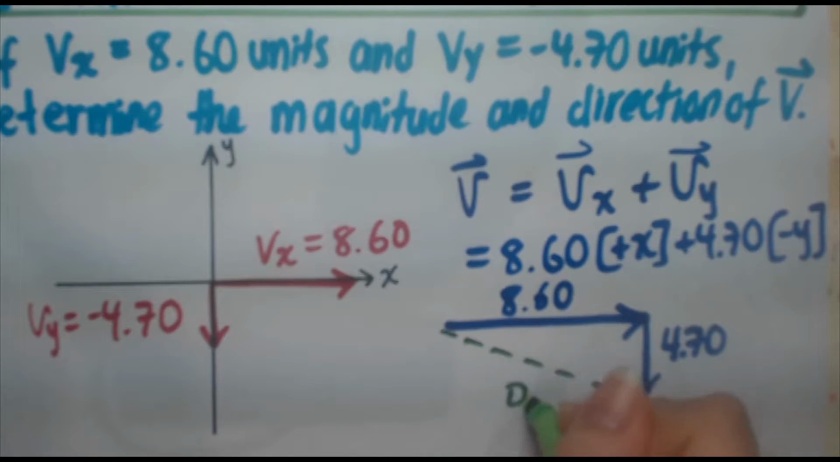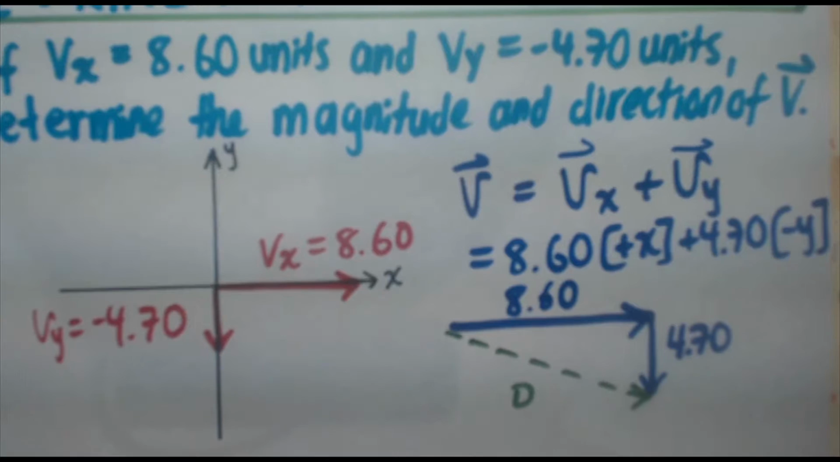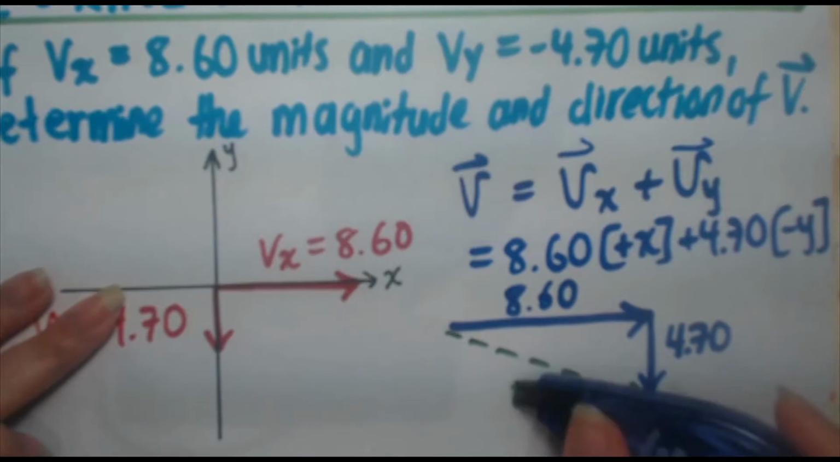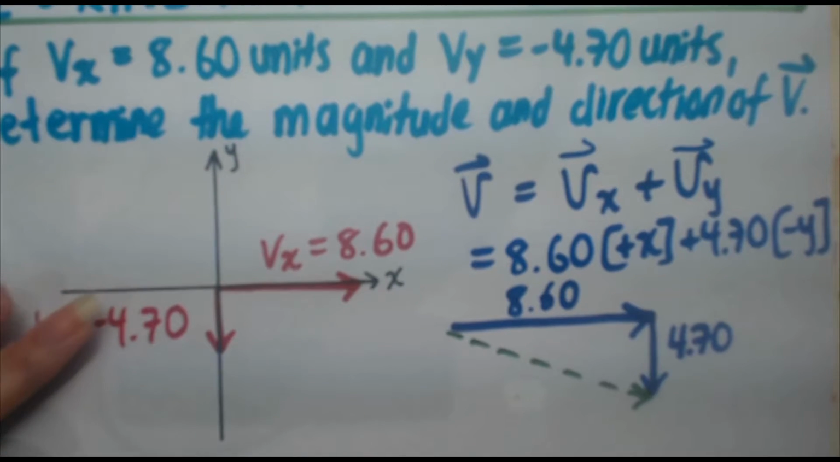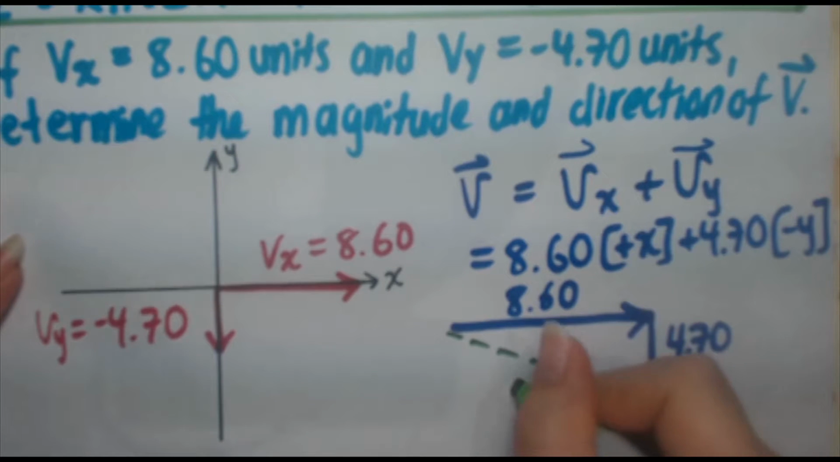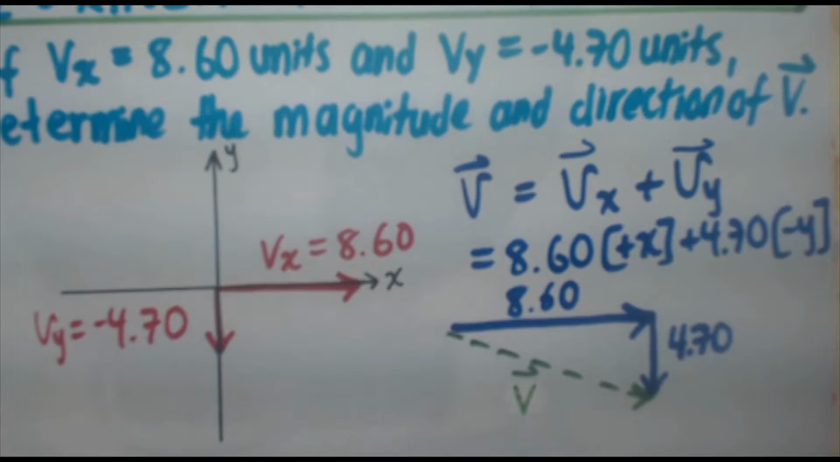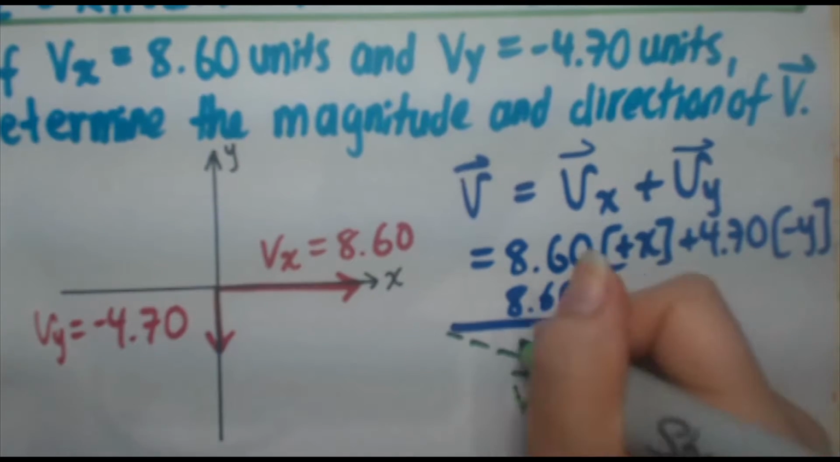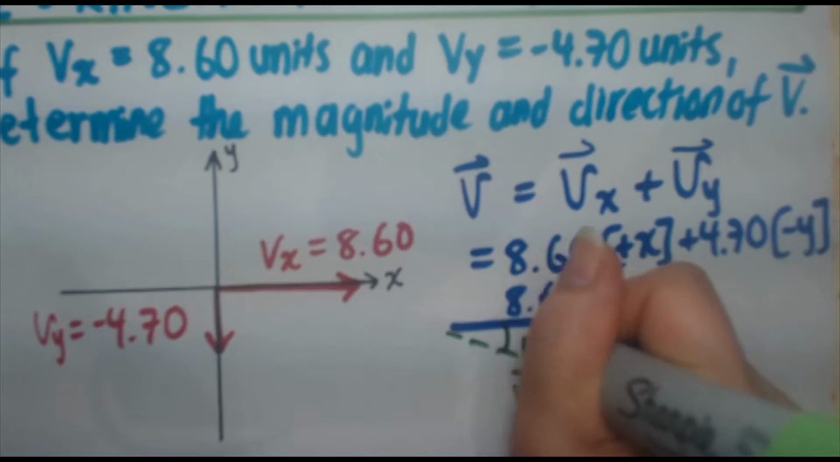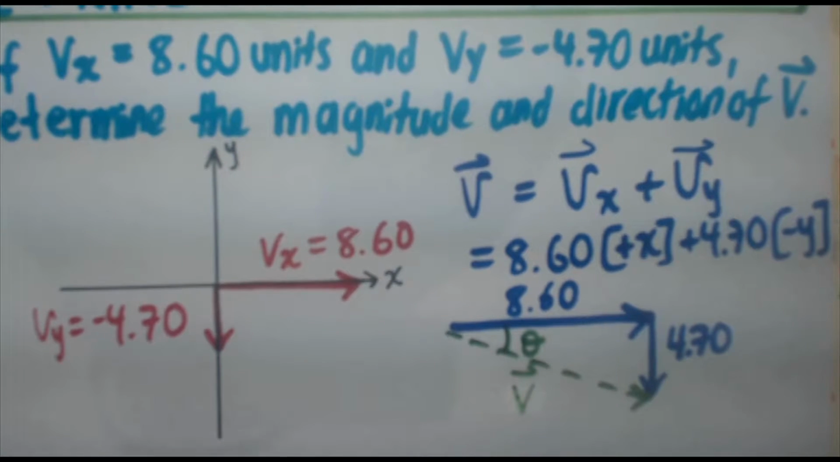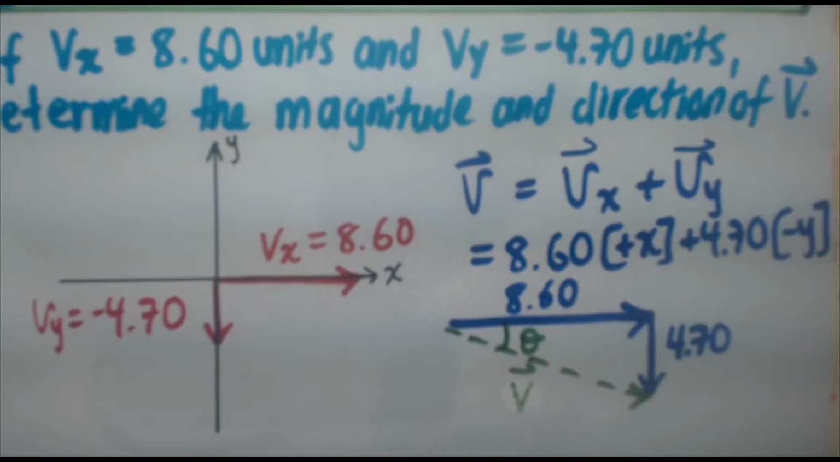So this is our resultant. And actually, in this question, it's not called D, is it? It's called V. So let's go ahead and do that. This is V with the arrow on top. Okay. And our angle, as usual, is from the hypotenuse to the original vector, 8.60. So let's calculate this out.